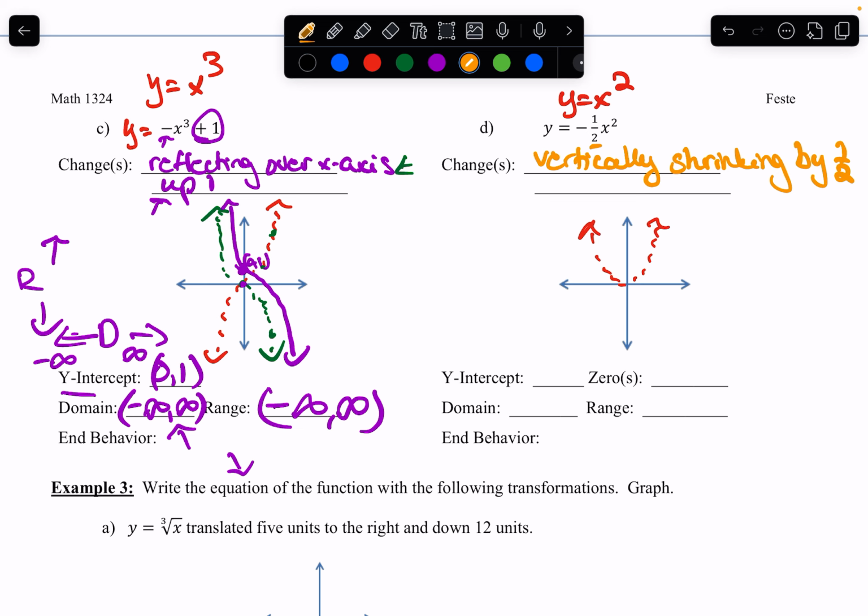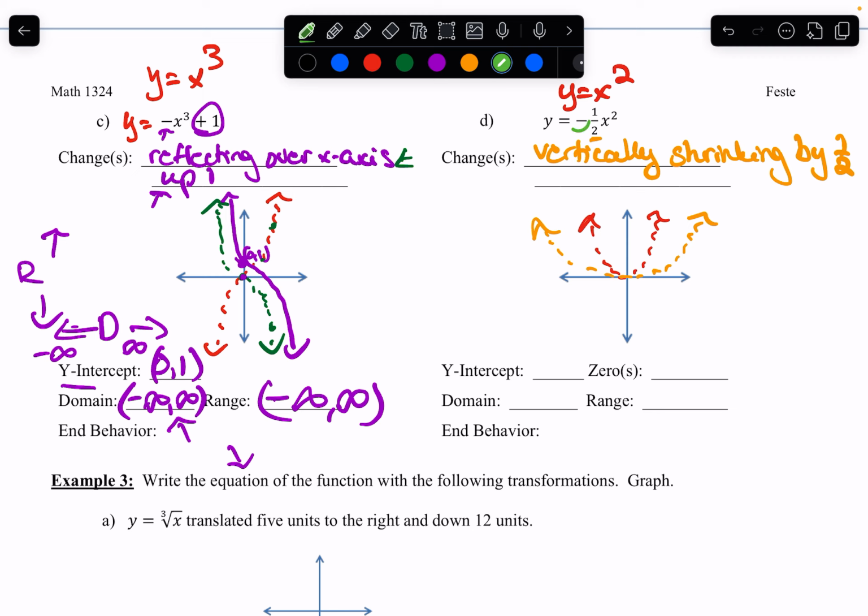So what does that mean? That means that our graph is going to be a lot flatter. Our other thing that we're doing here is this negative sign right here. So we are reflecting across the x-axis again. So all of these points are going to come down here on the other side of the x-axis.